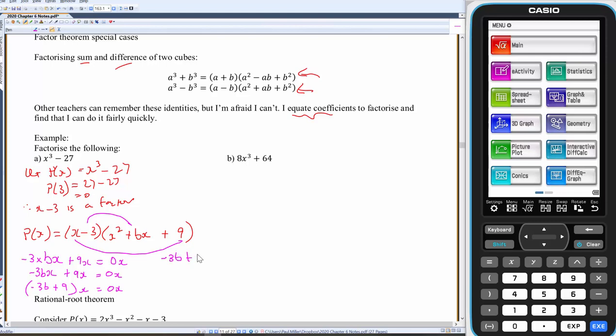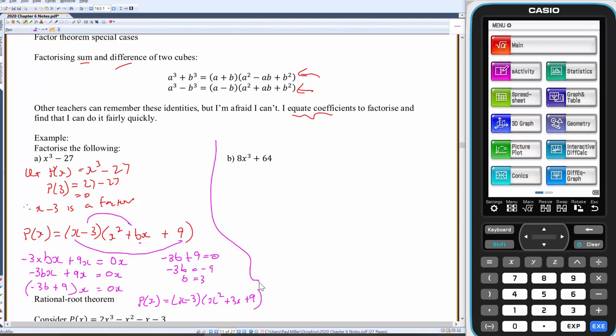Negative 3b plus 9 equals 0 after I've equated the coefficients. 3b equals negative 9, b equals 3. Okay, so now that we know that's the b value, p of x equals x take 3, x cubed plus 3x plus 9. And you'll find that the identity will work. You can slam in the a value, the b value in the right places.